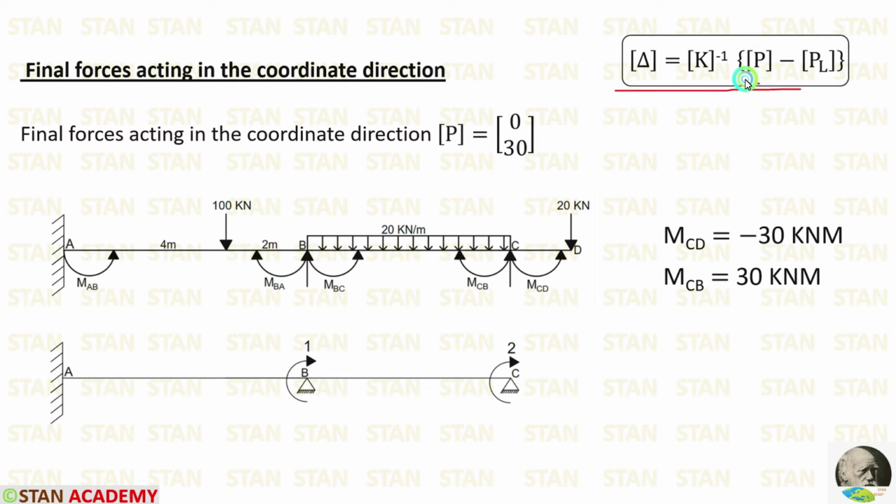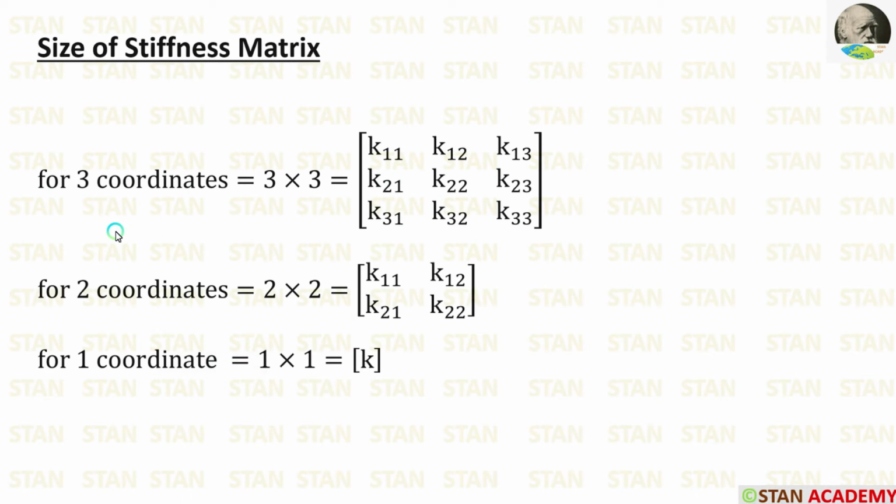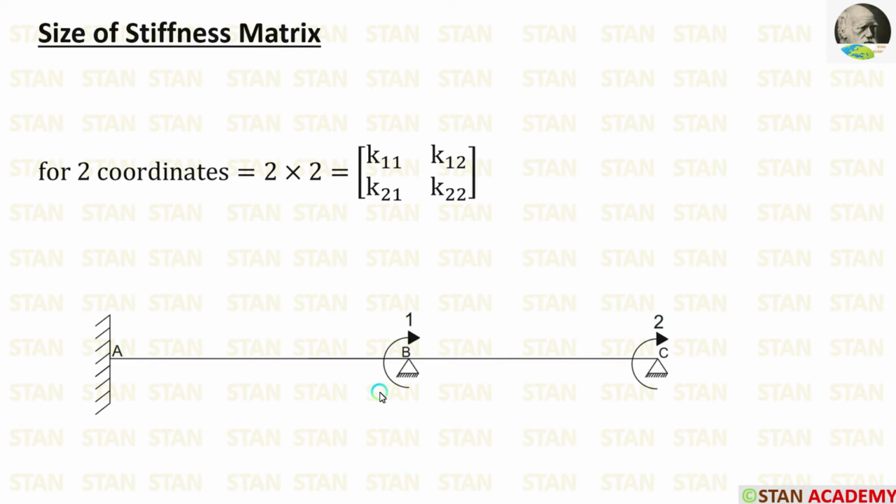In this formula, we have calculated the P matrix and the PL matrix. Only one is remaining to be calculated, that is the stiffness matrix. Let us see the size of the stiffness matrix. For 3 coordinates, it will be 3 by 3. For 2 coordinates, it will be 2 by 2. For 1 coordinate, it will be 1 by 1. In this problem, we are having 2 coordinates. We have already seen for 2 coordinates, the size of the matrix will be 2 by 2. It will have 2 rows and 2 columns.